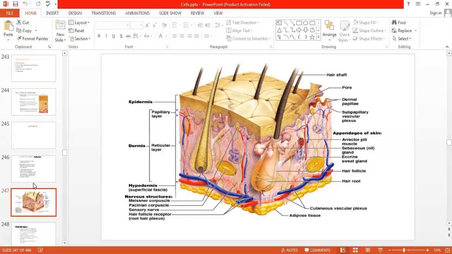So we have seen the skin, epidermis, dermis, papillary layer and reticular layers. Hypodermis, superficial fascia. This is the shape of the skin.